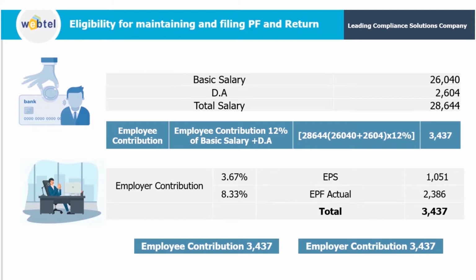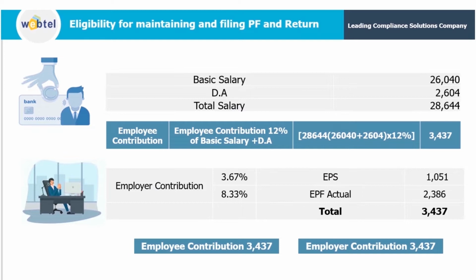Now the next one is the computation or calculation part. As you can see on the screen, there is a basic example. In this case, the employee has a salary of more than 15,000, but the employer wishes, and the employee is also comfortable, with getting their PF deducted. So the basic salary and DA comes up to 28,644. Employee contribution is 12%. Therefore the amount comes up to 3437, calculated on basic plus DA.